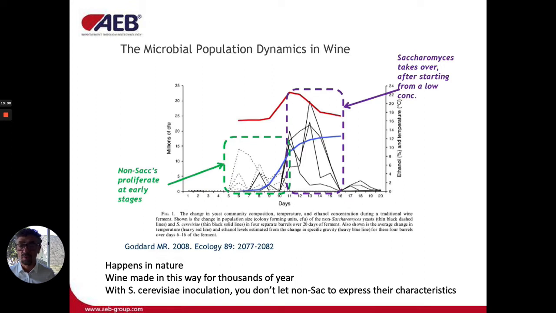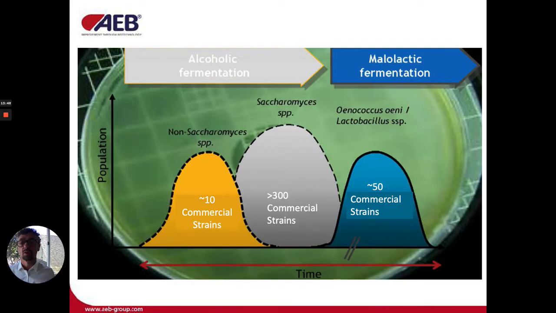It happens in nature, and we have gone after this complexity that can be developed by these native strains, and over the years developed about 10 commercial strains that are available in the market for non-Saccharomyces, which is a very low number compared to the 300 commercial strains of Saccharomyces cerevisiae that are used normally to ferment wines. There are also 50 commercial strains of Oenococcus oeni and Lactobacillus.